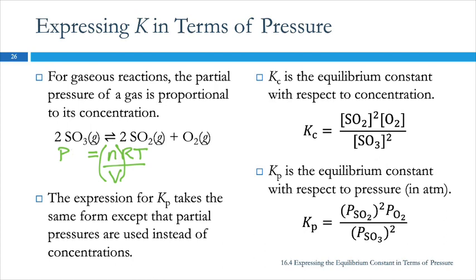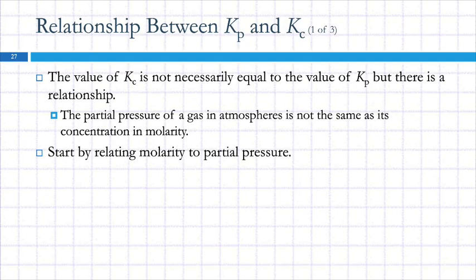So when we write these expressions using pressures, we use the same pattern, except instead of calling it Kc, we call it Kp, and we're looking at partial pressures for each of the gases. The business with the exponents is all the same. These pressures are in atmospheres. The value of Kc is sometimes the same as the value of Kp, but not always. So that's kind of confusing. But there is a relationship.